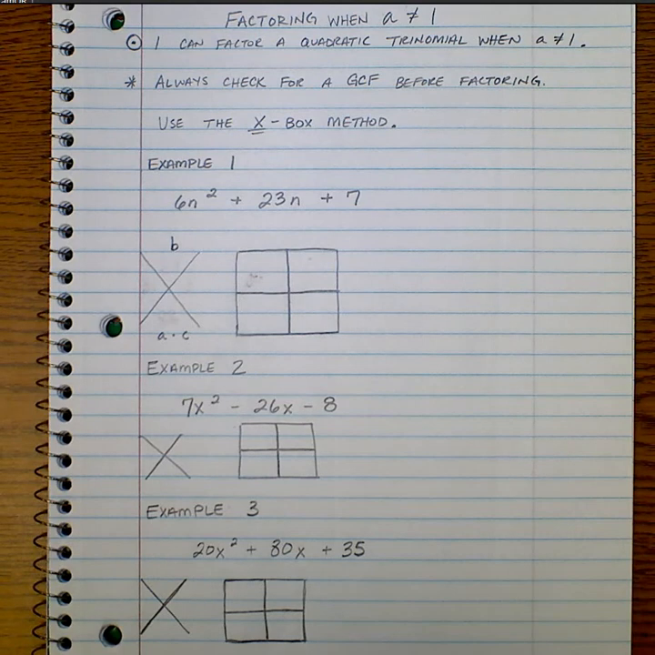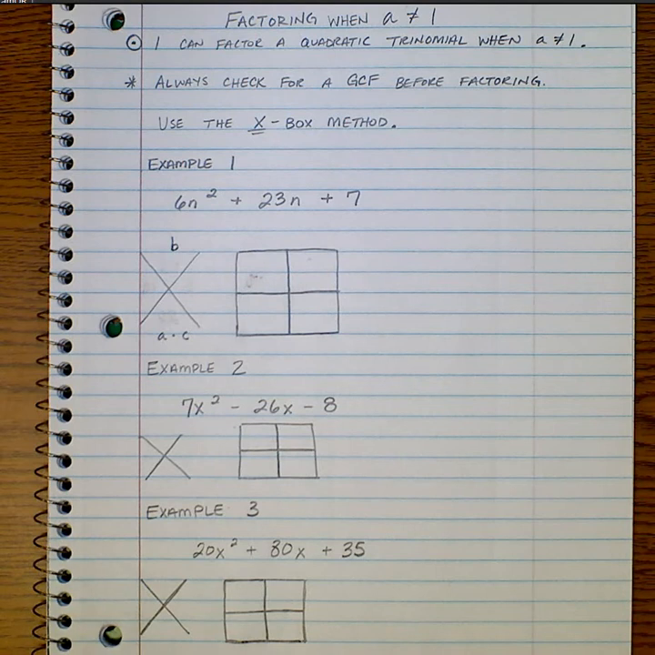My biggest tip for you is to always check for GCF before you start factoring. Okay, if you try to use this X box method when there's a GCF still there, you will get an answer that's slightly off. Okay, so we have a few examples to look at. Let's look at our first one.